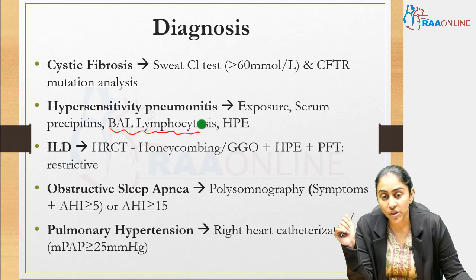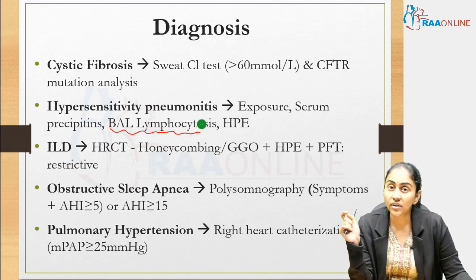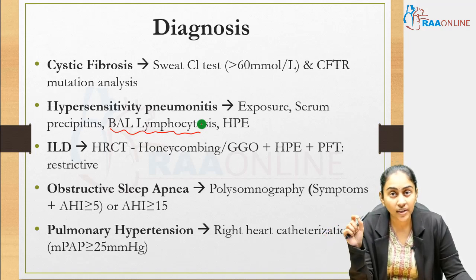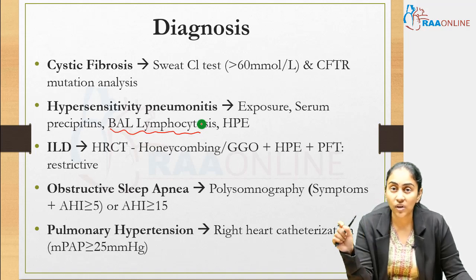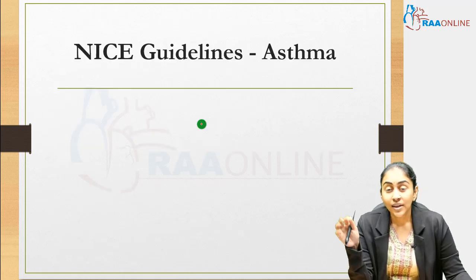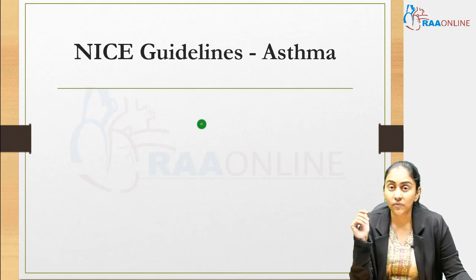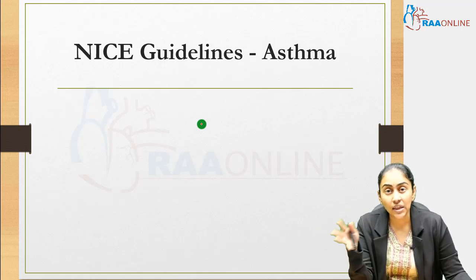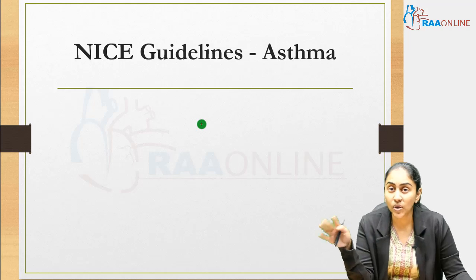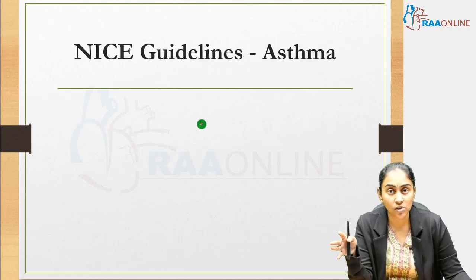Now, pulmonary hypertension is diagnosed based on the pulmonary artery pressure, which is detected through a right heart catheterization. So, on right heart catheterization, if the mean pulmonary artery pressure is going to be more than 25 millimeters of mercury, that tells you there is pulmonary artery hypertension. Now, NICE guidelines in asthma is something that we should all be very thorough with while attempting MRCP part 1, because they can give you a question and the patient can be on any step and tell you that the patient is not responding to it.